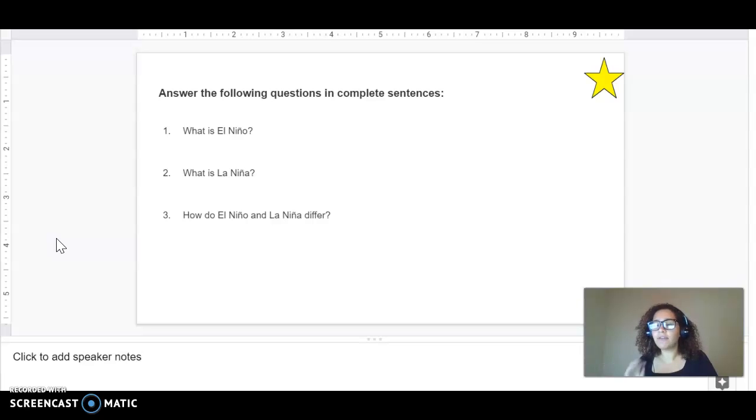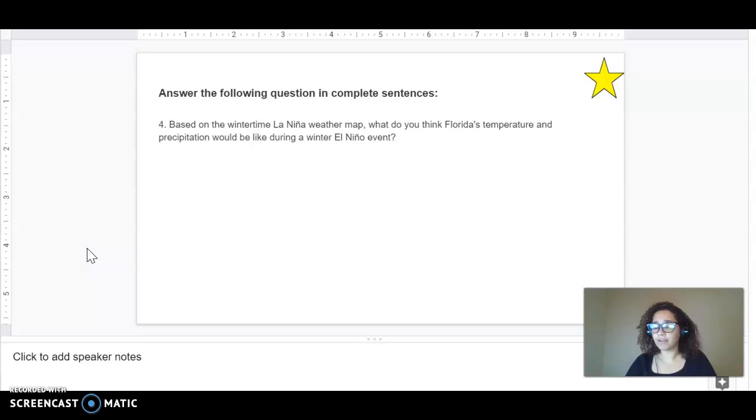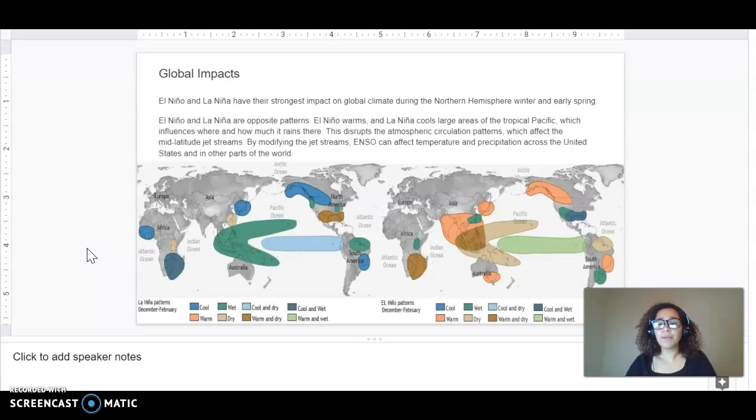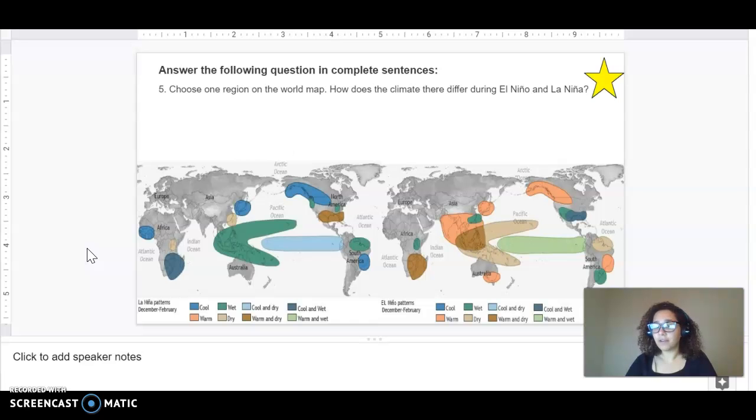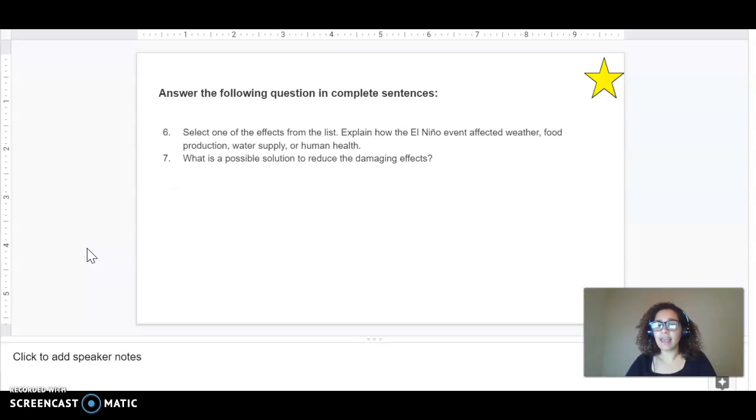You'll notice that every time you need to interact with a slide, there's going to be a yellow star here. That yellow star means that if you didn't answer something on it, you might be missing some points. Again, just like the other one, we look at the United States impacts and answer a fourth question. We look at the global impacts of El Niño and La Niña, and we answer a question about them. And finally, we're looking at the aftermath of El Niño and La Niña, and we will answer our question about it.